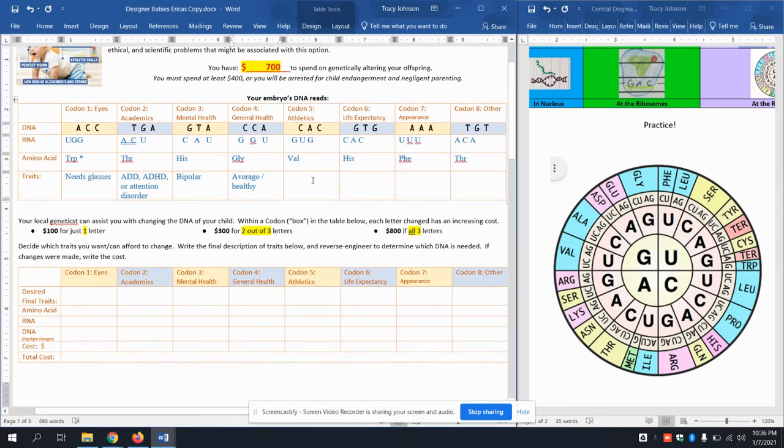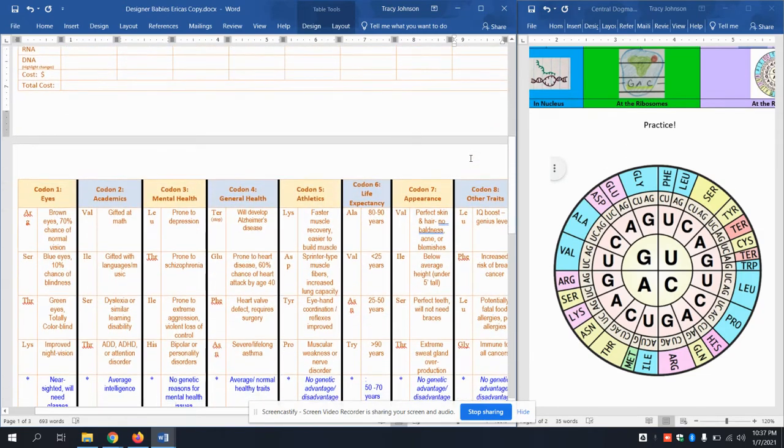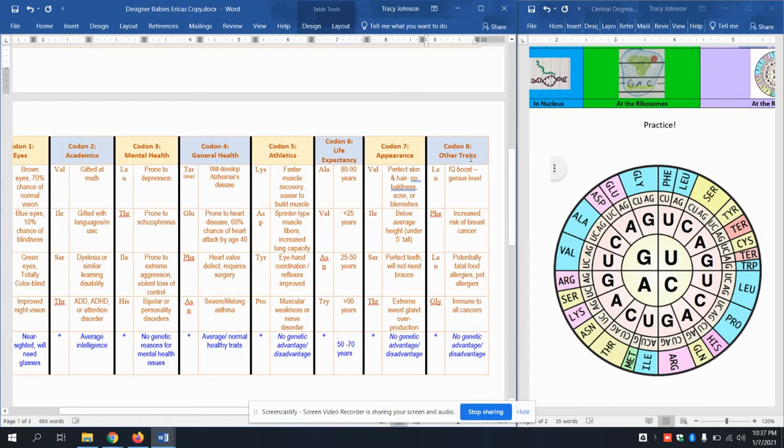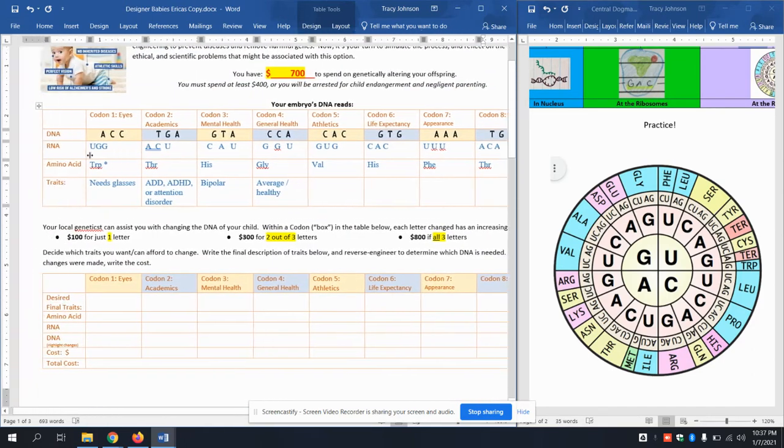You can see how we would continue doing this for all kinds of other traits. Let's do one more. Let's do codon 8, the other traits, because those are kind of fun. So codon 8, other traits. I don't have anything here, but you can see you can get an IQ boost. You can get increased risk of breast cancer, which is not so good, fatal food allergies, or you could be immune to all cancer and live forever. So those are the traits that you might find there, but let's focus on these 4.